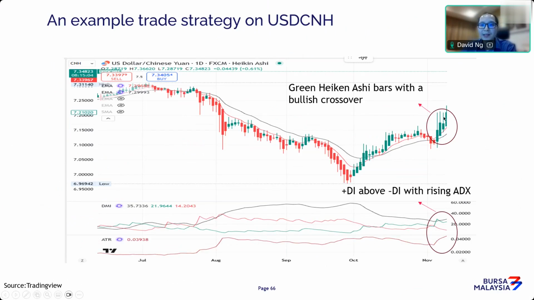Now, this is another example, but this time it's on the Chinese currency. Here you can see the bullish candle on your Heiken Ashi, bullish crossovers on DMI, and the key thing is that the ADX is starting to rise. So that tells you that this bullish trend may start to gain some strength and may even go higher.